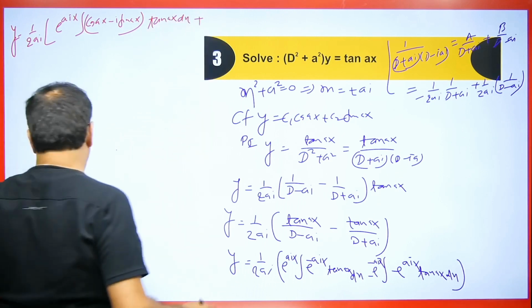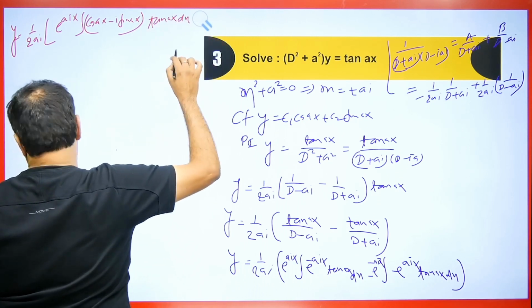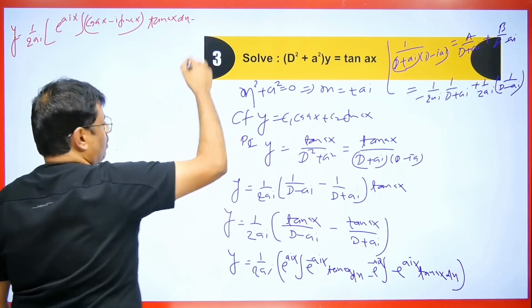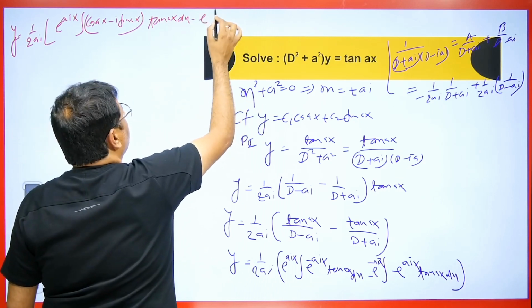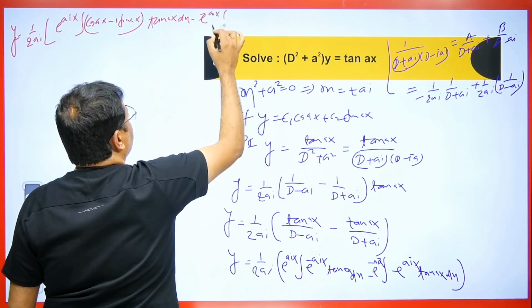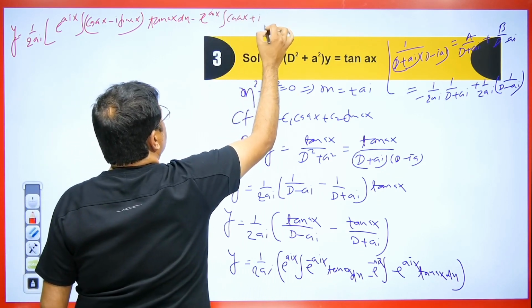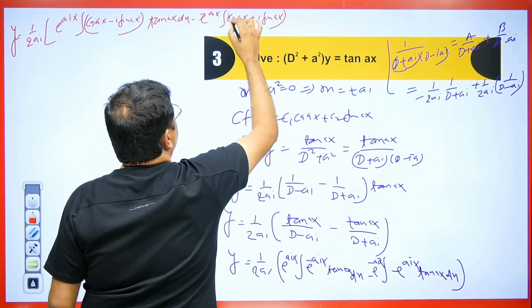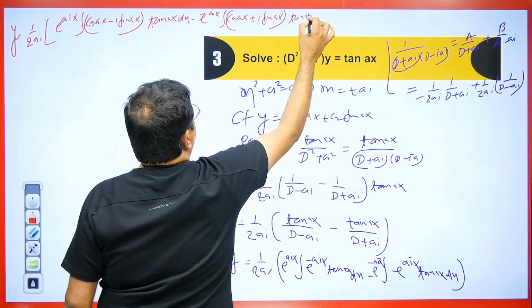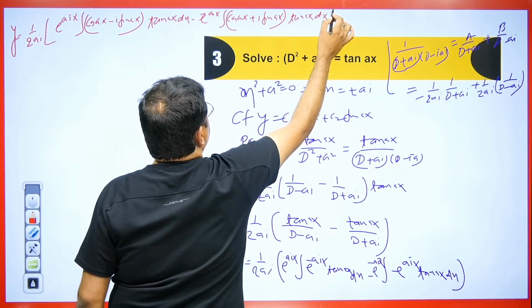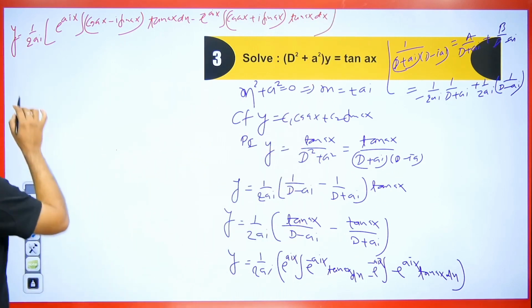Plus, sorry, I wrote it wrong here, it should be minus. So it's minus here, and also we have the same thing at this place. What do we have? E to the power minus a iota x, the whole thing, then the integration of. And at this point in the equation, we have cos ax plus iota sine ax into tan ax, right, and into dx. Therefore, that's the value we get. Now we will simplify this.